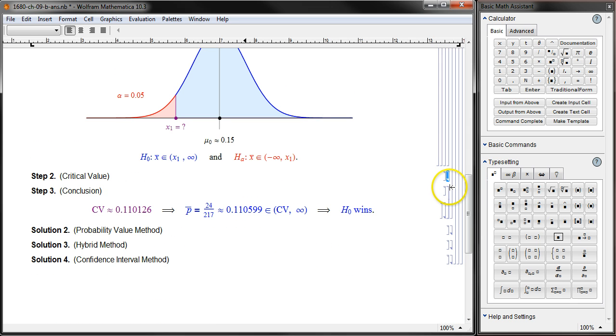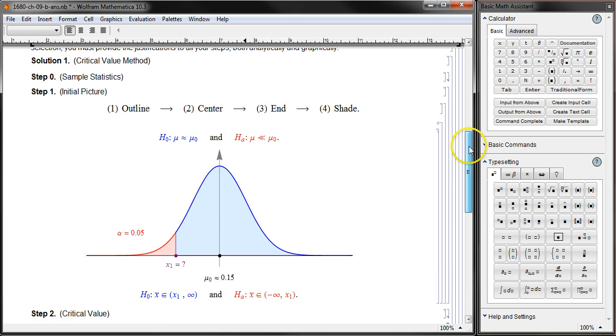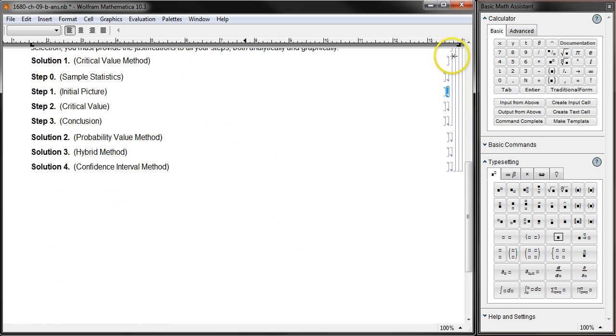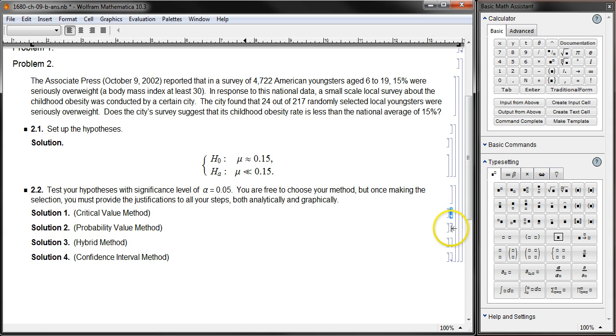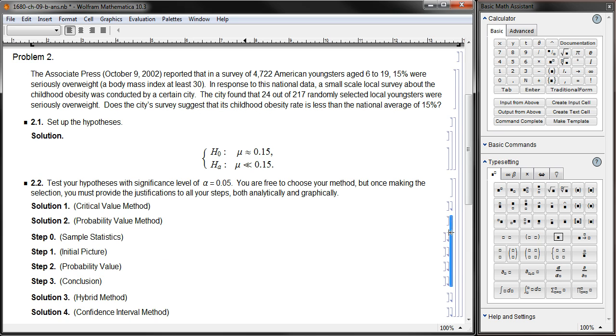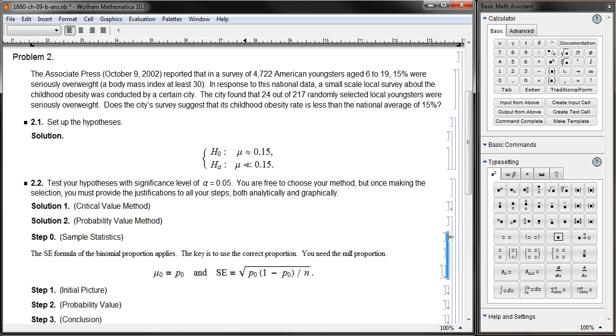Alright, now that we went through the critical value approach, let's go ahead with the probability value approach, and you're not gonna like it. Here we go. Probability value approach. Sample statistics are the same.